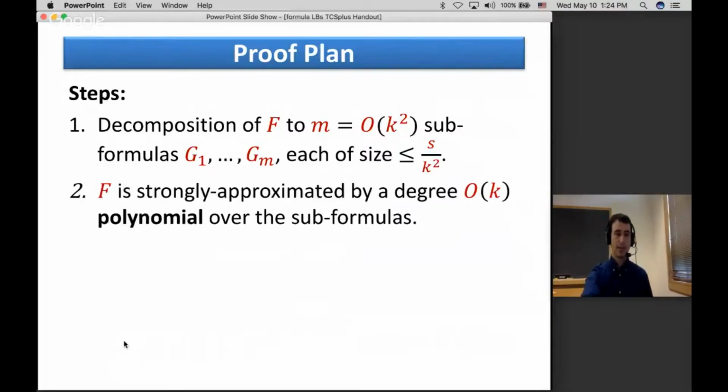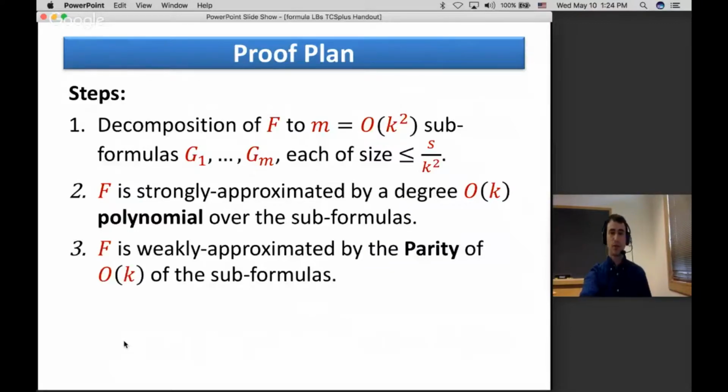In the second step, we will show that you can approximate the big formula using a degree k polynomial over the subformulas. This is kind of a weird creature. This is a composition of a low degree polynomial with formulas. From this, we will get to something nicer. We will get to an approximation by the parity of k of these subformulas, but this approximation will be weak. And the second approximation is strong, and the third approximation in the bullet 3, it's weak.